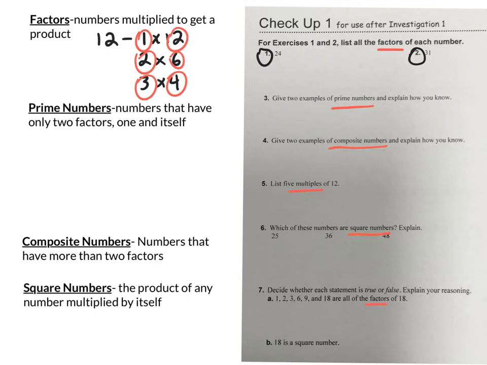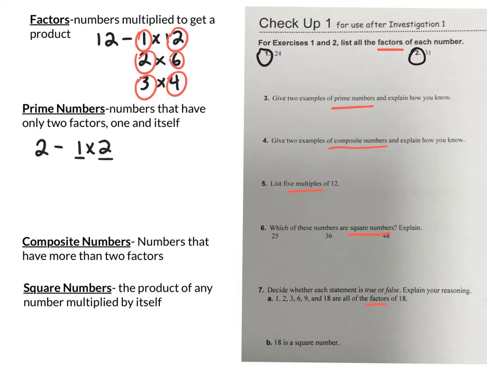The next concept or math vocabulary term is prime numbers. So what is a prime number? A prime number is a number that has only 2 factors, 1 and itself. I will list some primes. Let's pick a prime. 2. 1 times 2. Those are the only 2 factors. 13 is prime. It only has 2 factors, 1 and 13. How about 17? 1 and 17. So those are prime numbers.